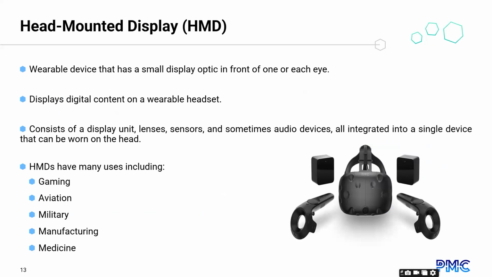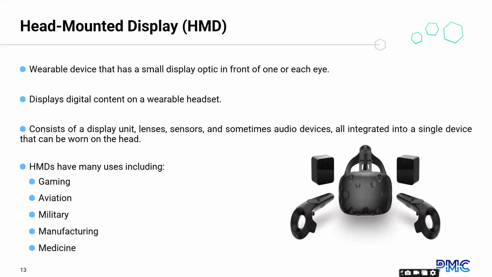So going a little deeper into the details of the HMD, the head-mounted display, which is our virtual reality headset, it has a small optical display in front of the eyes and displays the digital content in this wearable headset. So it consists of a display unit. We have lenses, and we have sensors, depending on the model. Sometimes we have audio devices integrated into a single device that can be worn on the head.